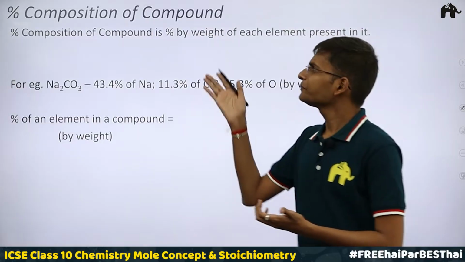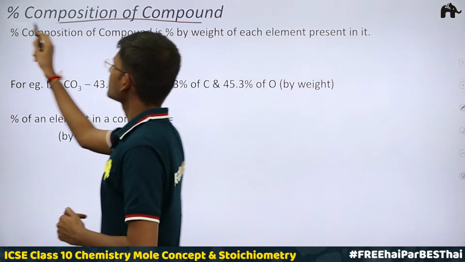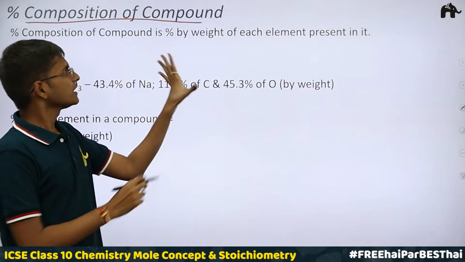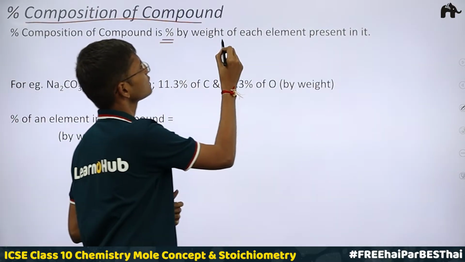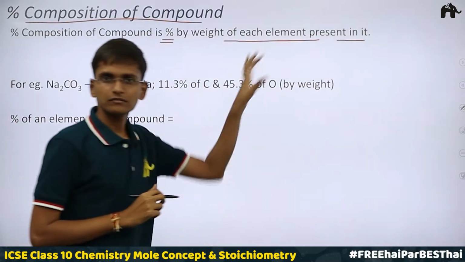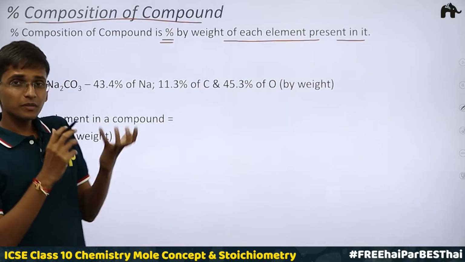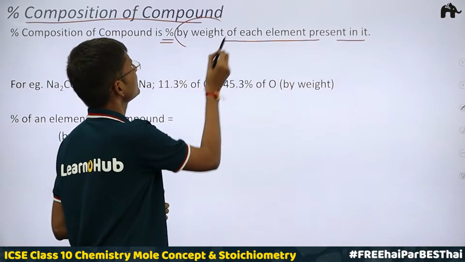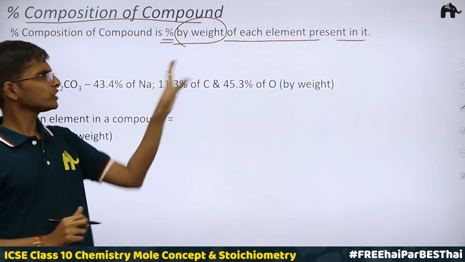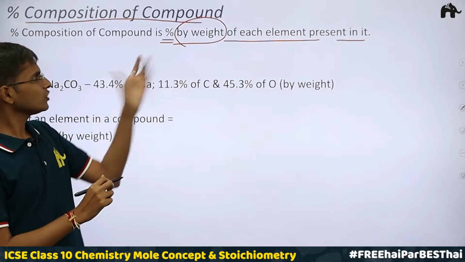Okay, so let's start with the percentage composition of a compound. So what it is, it's very simple. It is actually the percentage of each element present in the compound. And this percentage is percentage by weight. So let's understand this percentage by weight, but first of all, let's take an example.